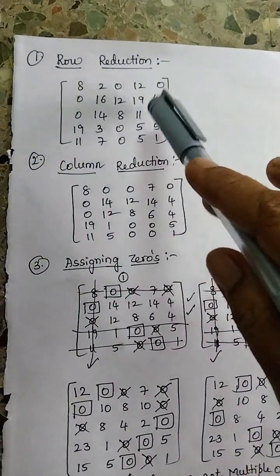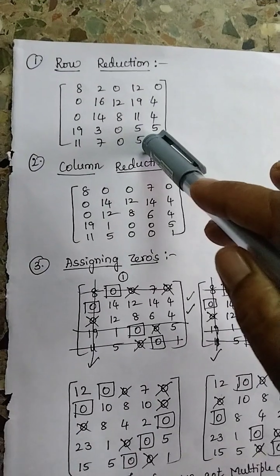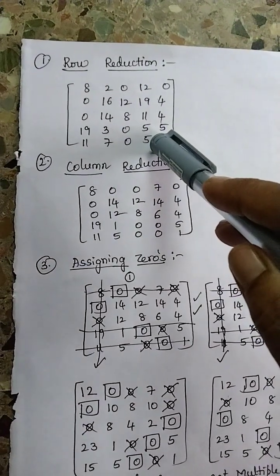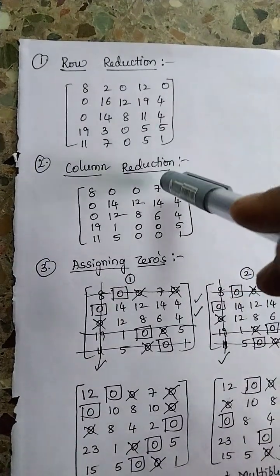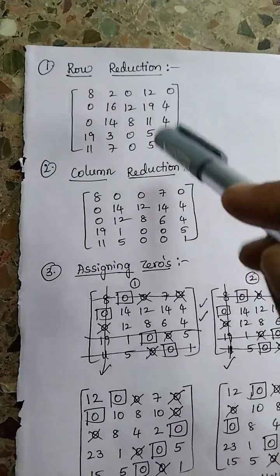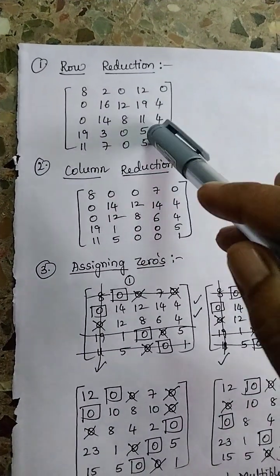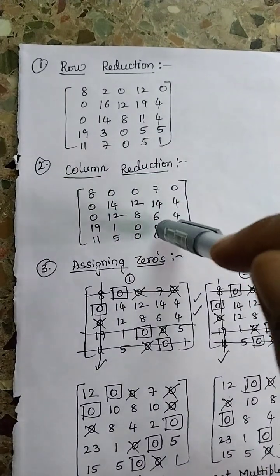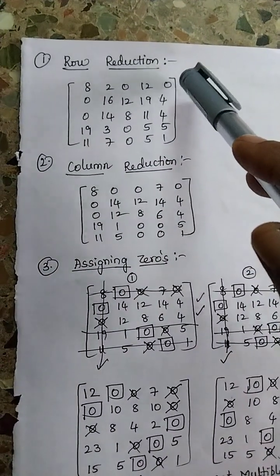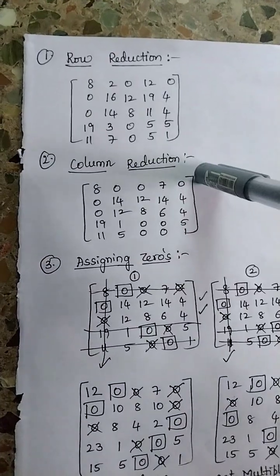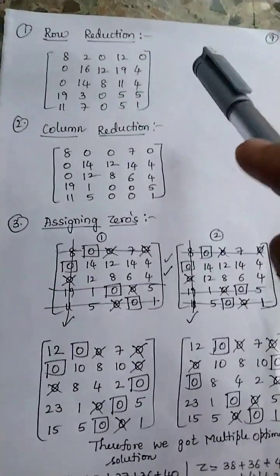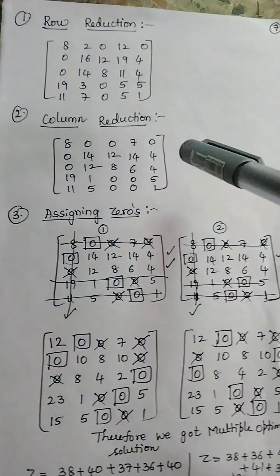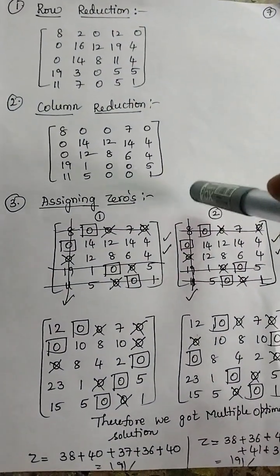Now, in the fourth column, the least value is 5. You are going to reduce that value of 5. So, 12 minus 5, 7. 19 minus 5, 14. 11 minus 5, 6. 5 minus 5, 0. And 5 minus 5, 0. And in the last column, there is 0. You are going to write as it is. Hence, by completion of row reduction and column reduction, we are moving on to assigning zeros.